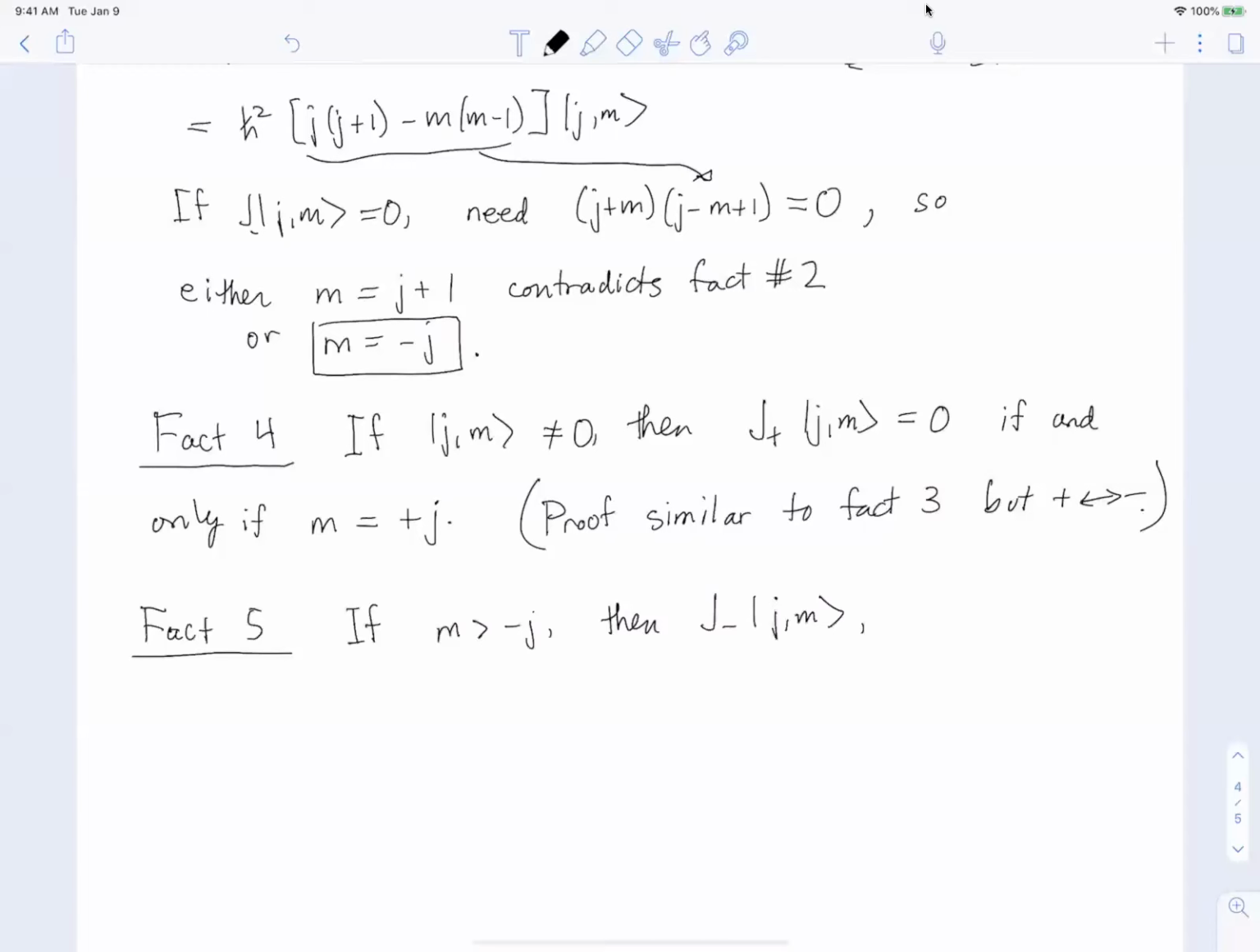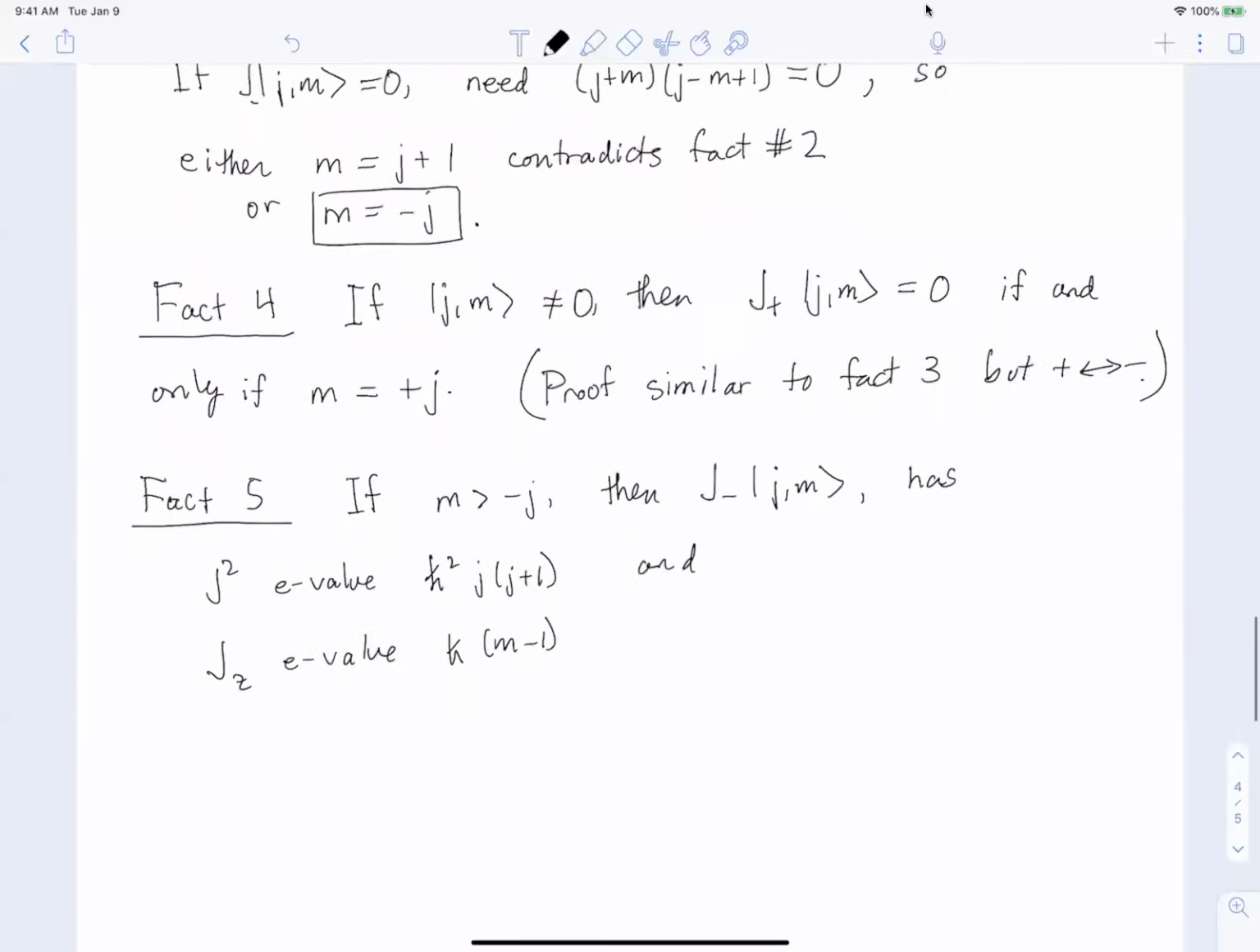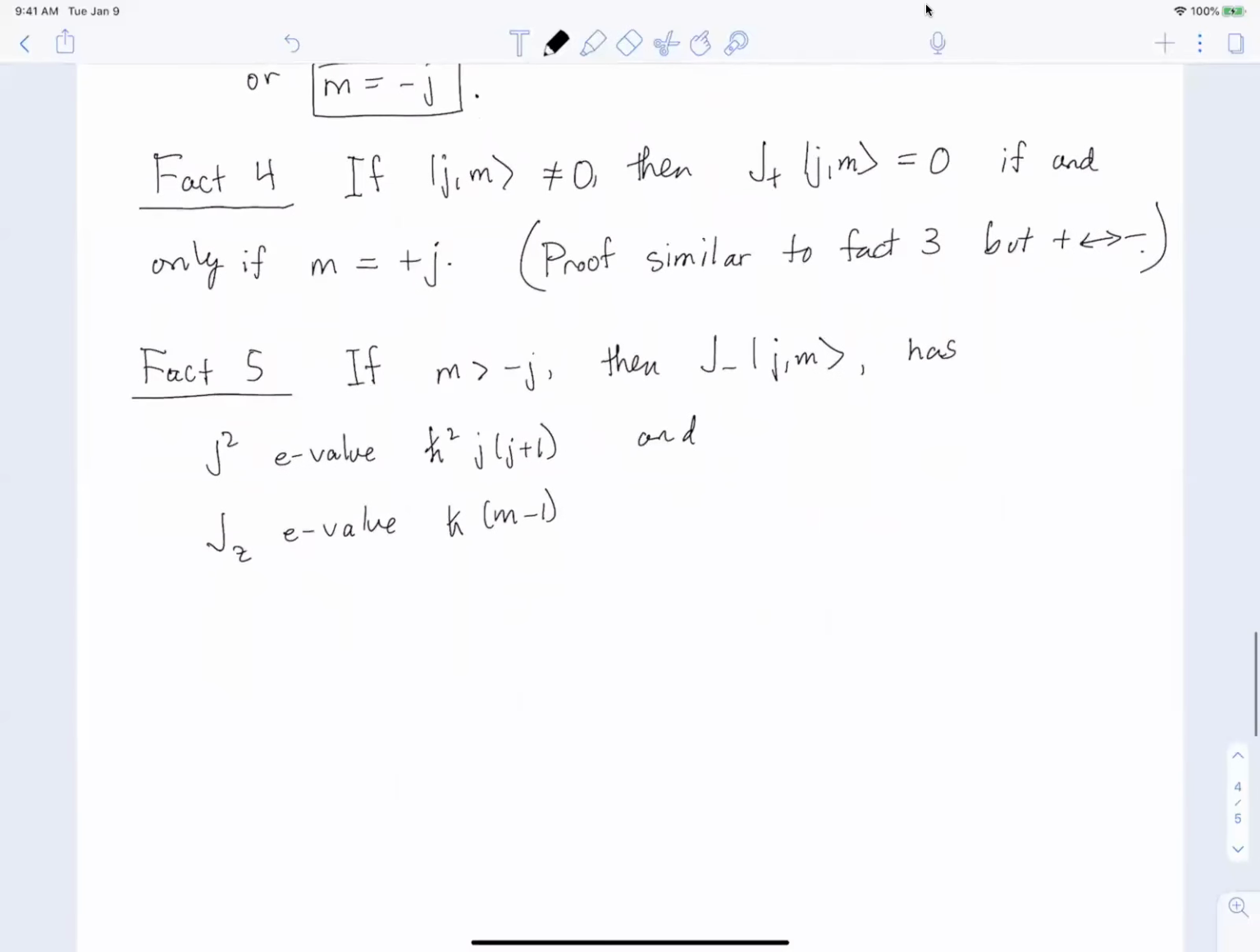Okay, the claim is this has j squared eigenvalue that's the same, namely h bar squared, j times j plus 1. And it has jz eigenvalue that's h bar times m minus 1. Okay, so let's do the proof of that.